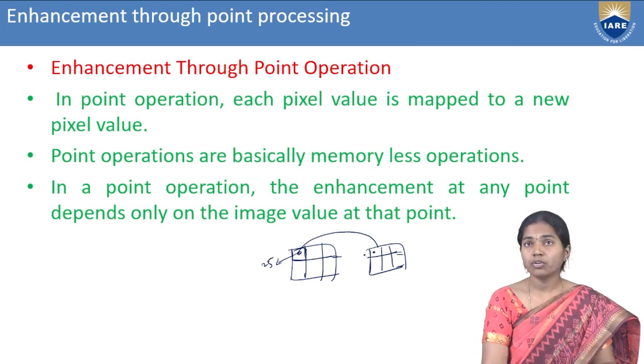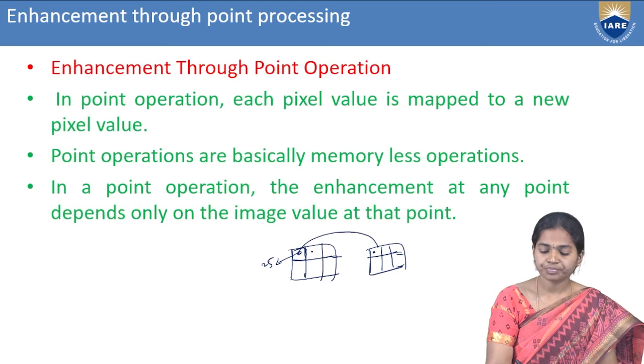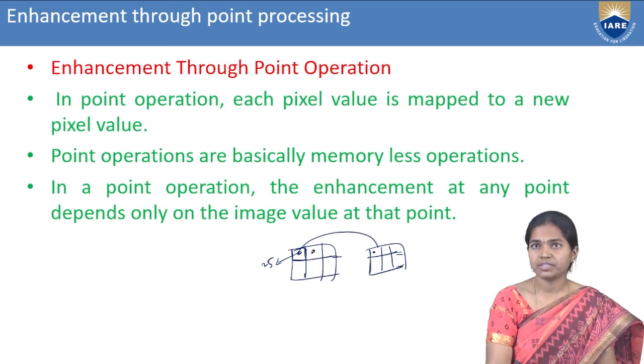And the point operations are basically memoryless operations. In a point operation, the enhancement at any point depends only on the image value at that point only. Some gray level value is there, and applying the point operation, the result is stored in this location. It depends only on the image value at that point only.